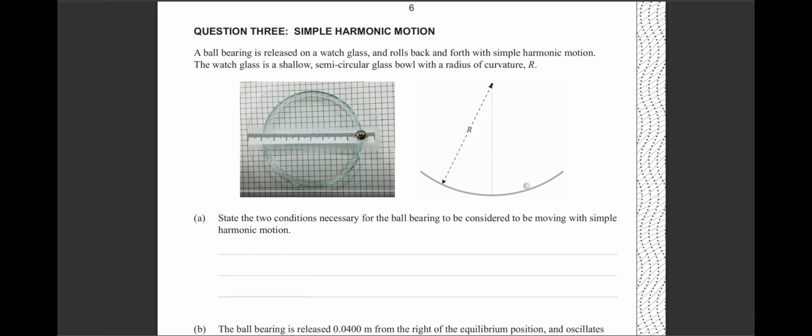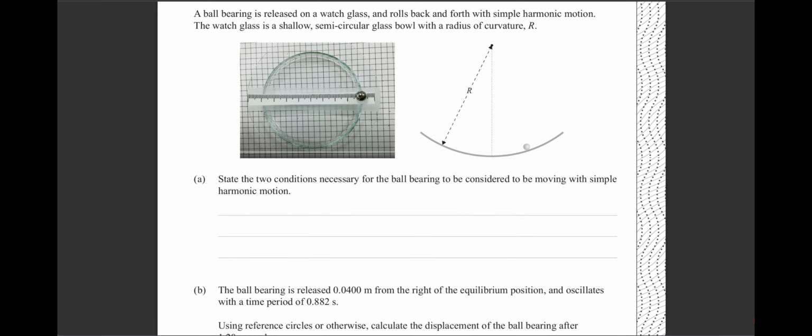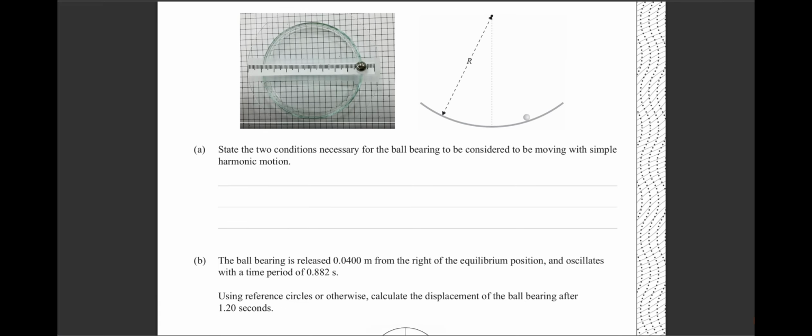Let's move on. Question 3. Simple harmonic motion. A ball bearing is released in a watch glass and rolls back and forth with simple harmonic motion of radius of curvature r. State the two conditions necessary for it to be moving with simple harmonic motion. So the first one is that you have a restoring force towards equilibrium. And the other condition is that your acceleration should be proportional to your displacement.